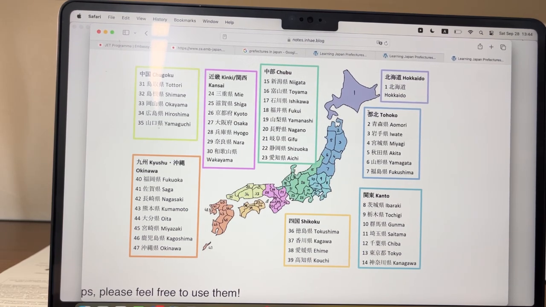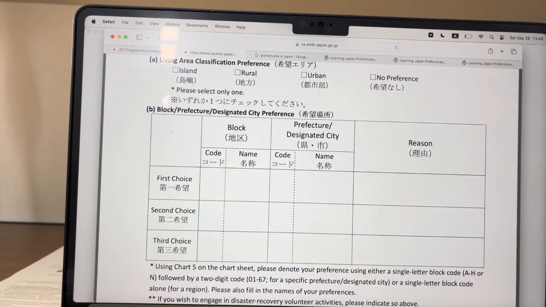Hokkaido, I do not recommend. And then number B, block, prefecture, designated city preference. So for your first choice, you will write the code. Your second choice, you will write your code, and then the name, and then the prefecture or designated city, and then the reason why you want to go there.